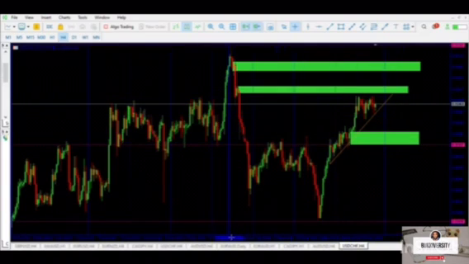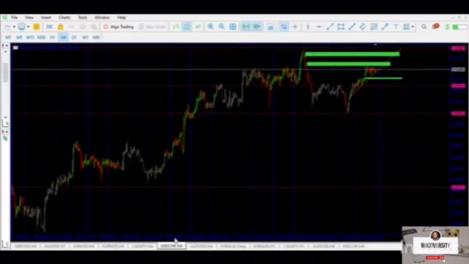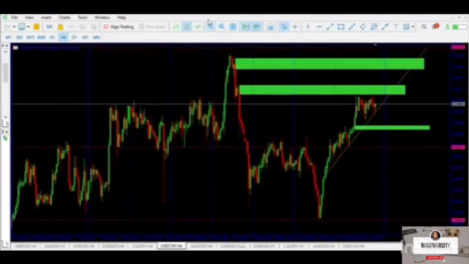This is how it looks like. So when you look at this, it is very clear. So we expect an entry around here.